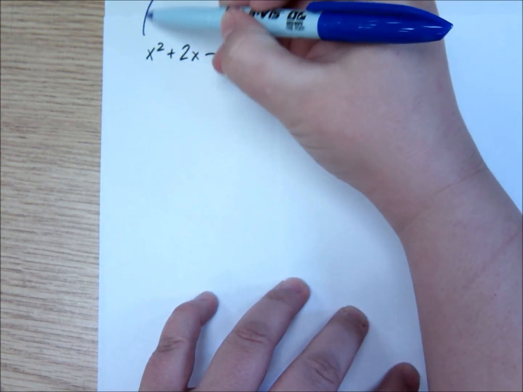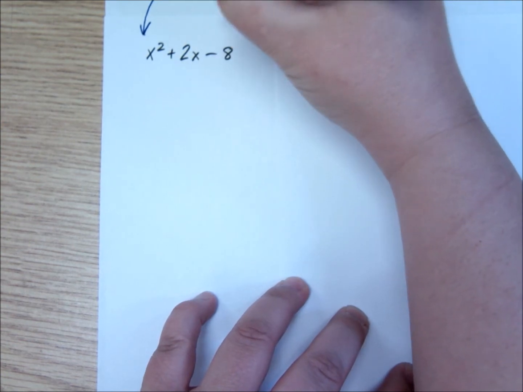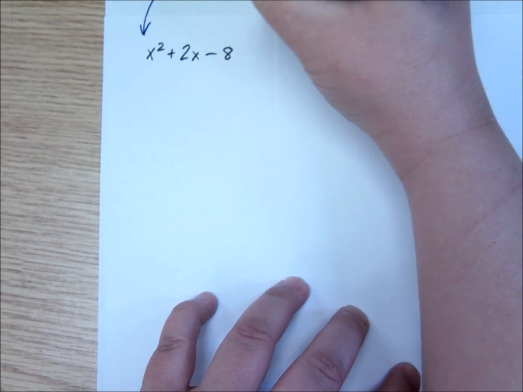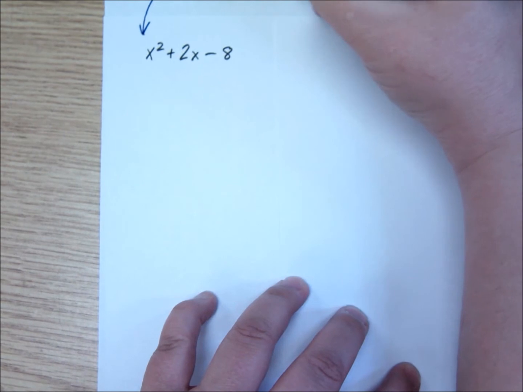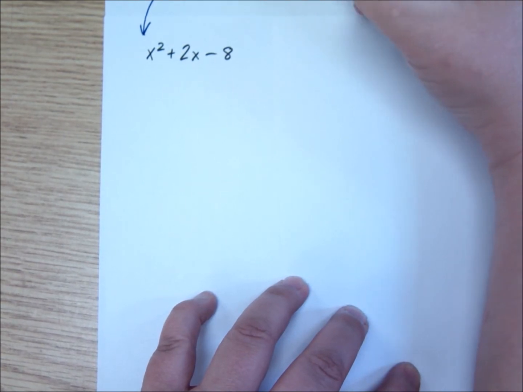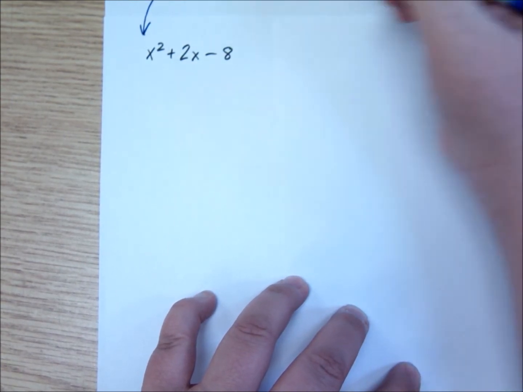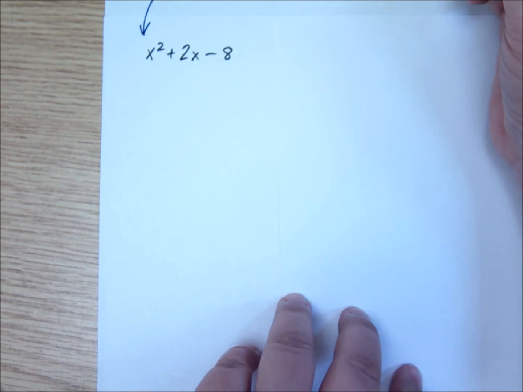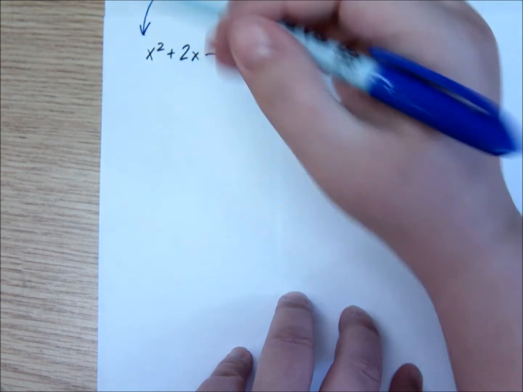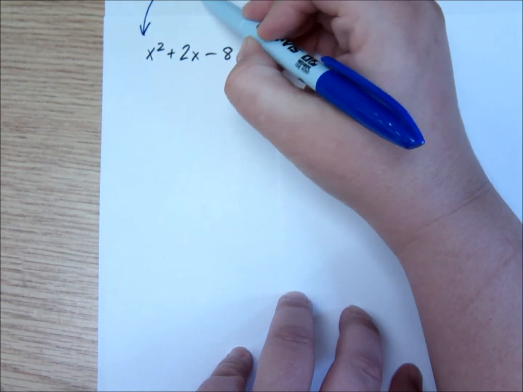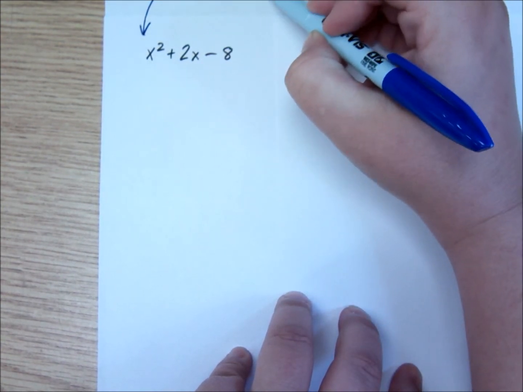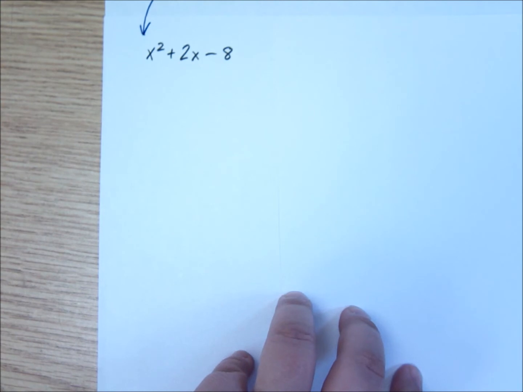So we can think of this as factoring ax squared plus bx plus c. That's the standard form of a quadratic expression. This is when a is equal to 1. That's when we don't see anything else in front of the x squared.